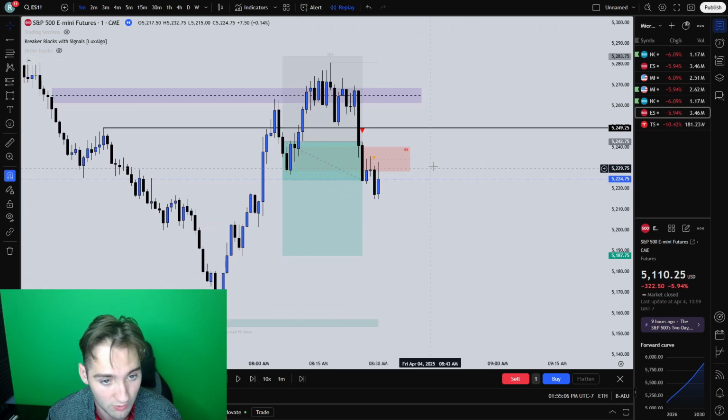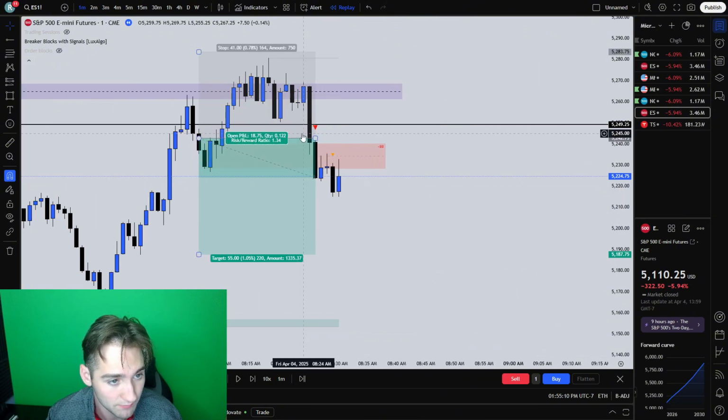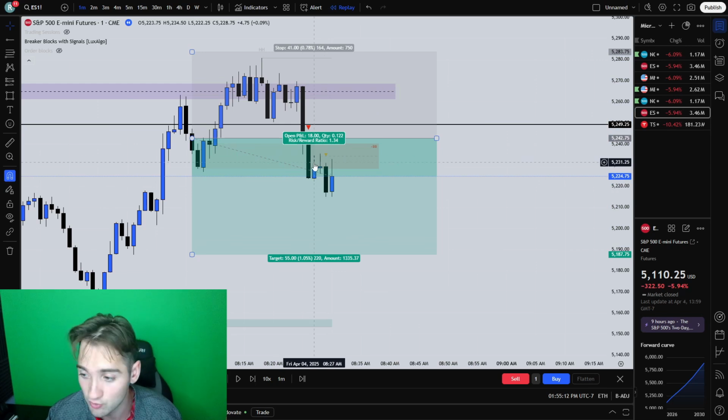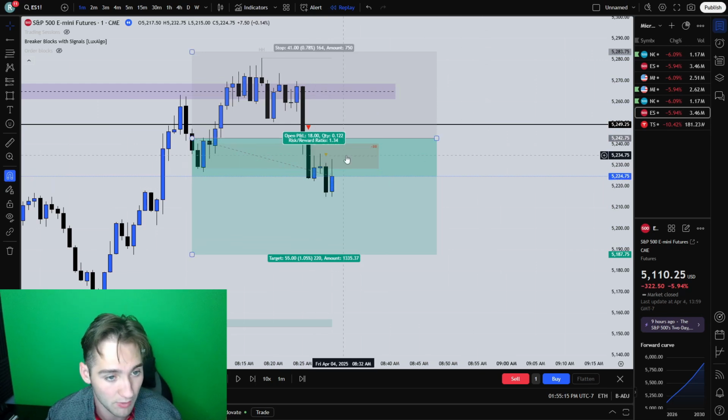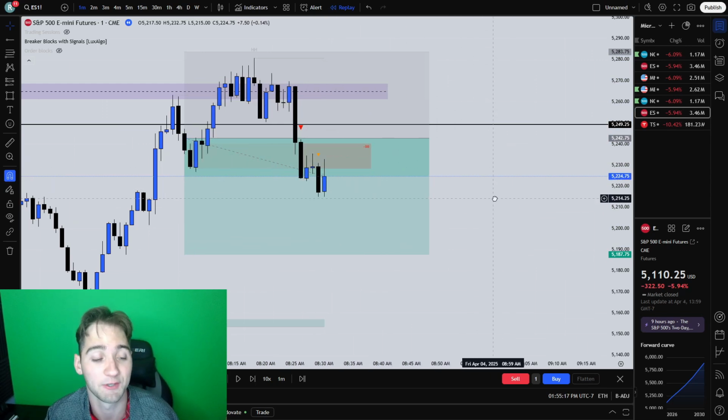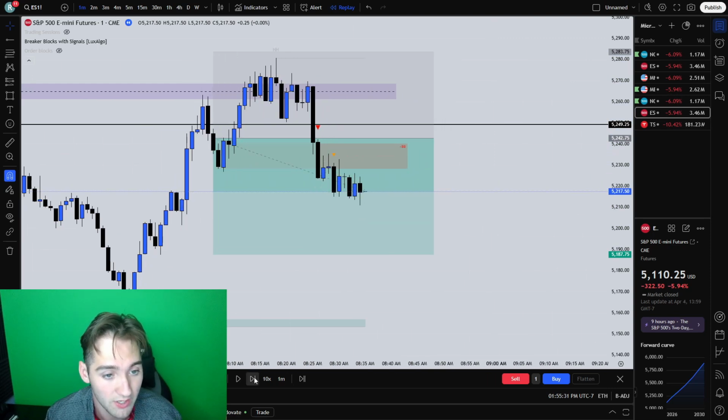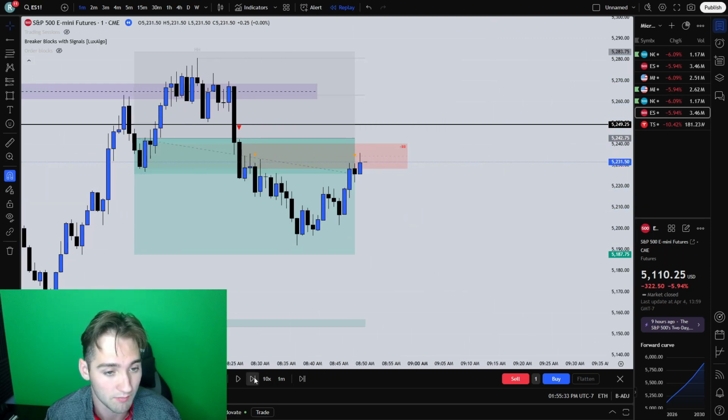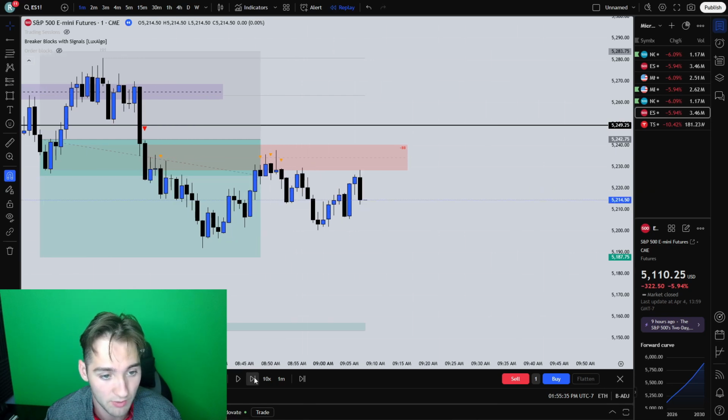Okay, what does price do now? Now look at this. We have another breaker block once again. So then we're still in the trade. We actually are in profit, right? Another breaker block. This is more confluence you could add in your trading. So what does price do? Breaker block comes up again, breaker block, boom.